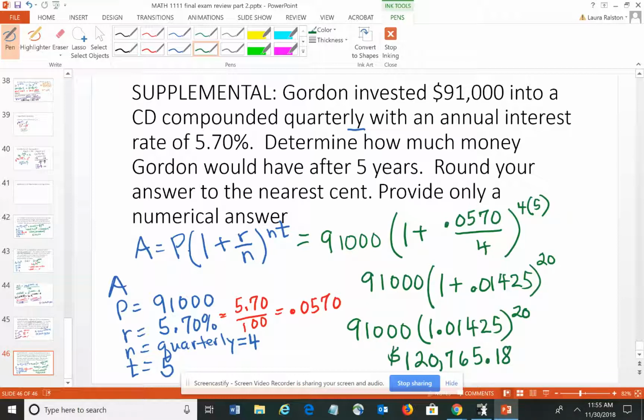$120,765.18. Okay, and again, when you write your answer in the computer, they don't really want you to put the dollar sign, although I did write it there, but they don't want you to put it when you enter your answer. It says, provide only a numerical answer. If you add the dollar sign, it'll count it wrong.